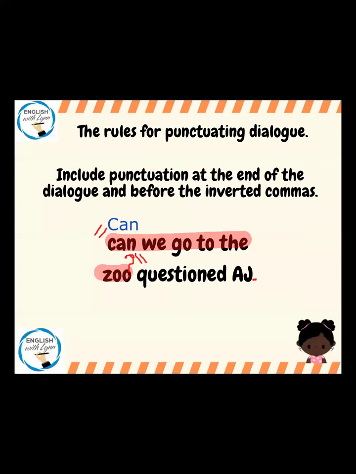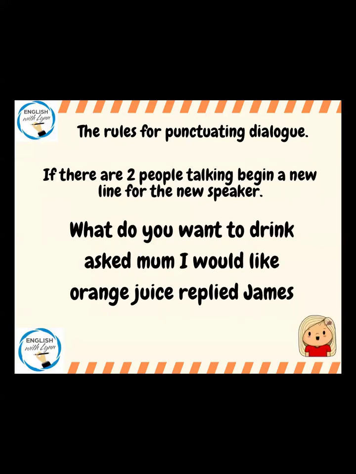Now, if we have two people speaking, there is a separate rule that we need to remember. If there are two people, we need the rule: new speaker, new line. I remember that with a little rhyme: 66, 99, new speaker, new line. It reminds me that I need my inverted commas at either end of what is being said, but I need a new line for the new person that is speaking.